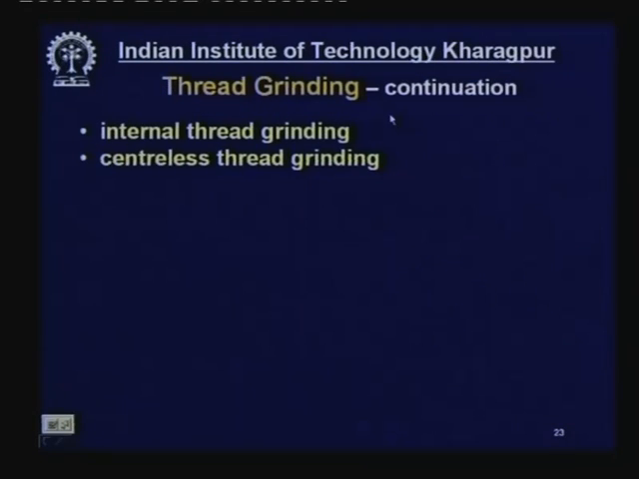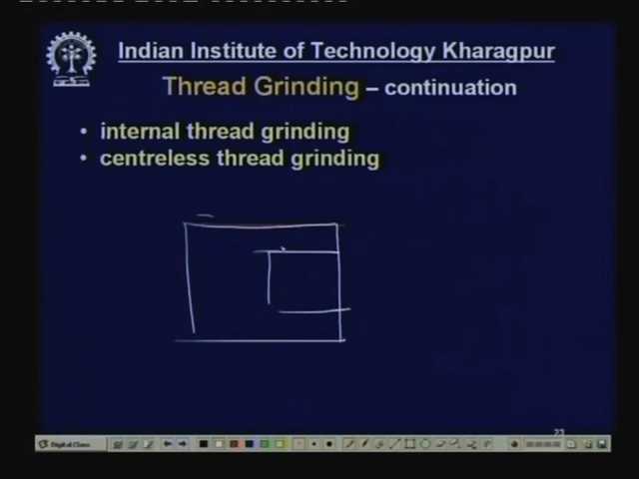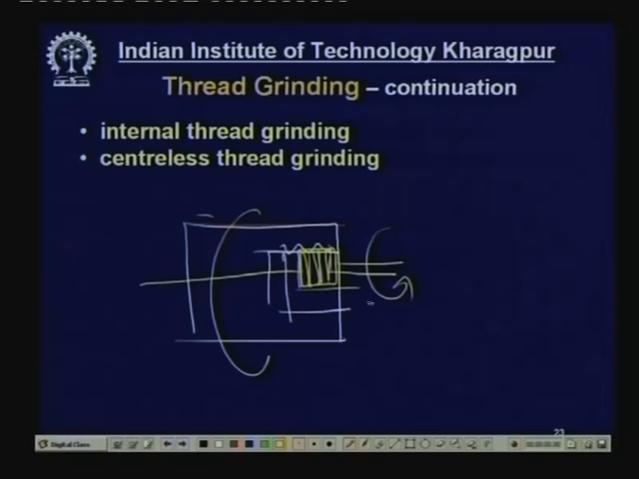Now, internal thread grinding, this is also possible for small threads. Suppose this is the job and the threads have to be finished or cut here. So, what you do? You put one ribbed grinding wheel here, and you rotate it at very high speed, and then the job will rotate slowly about its axis, and then this will move inside. So, this way you can produce internal threads, very similar to external threads, by multi-rib wheels. It can be single ribbed also.